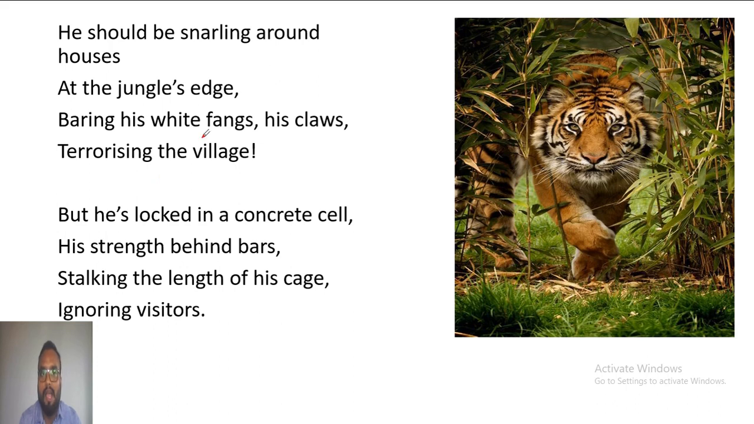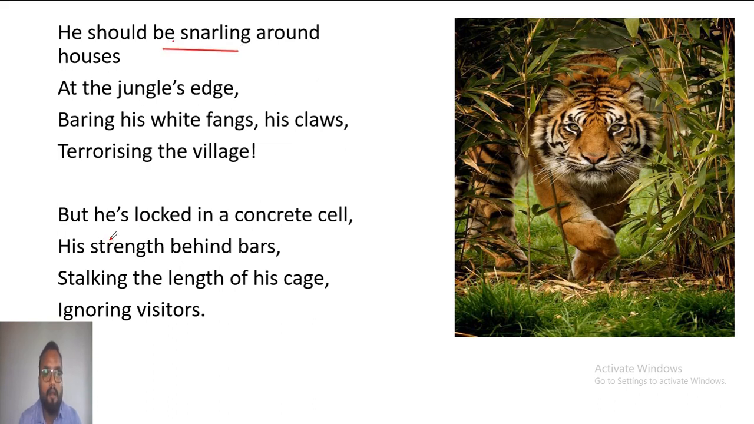It means it would have been roaring over there, showing his teeth and claws, and its sound might have been terrorizing the villagers. The village which is on the outskirts of the jungle. But now in the zoo his activity has become neutral. Snarling refers to the sound of the tiger.